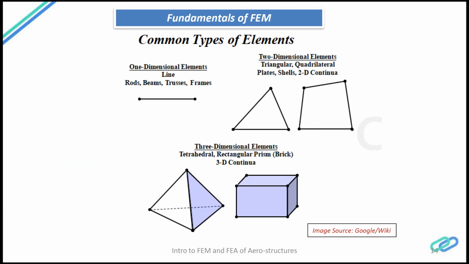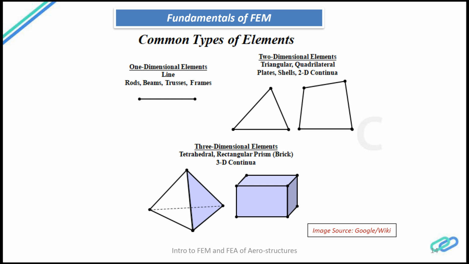So there are some common types of elements that are used. As I mentioned a few seconds back, there are 1D elements which are rods, beams, trusses and frames. Rod elements react only the axial loads. Beams react both axial and bending loads, and basically can carry both axial loads and moments. And then 2D elements.